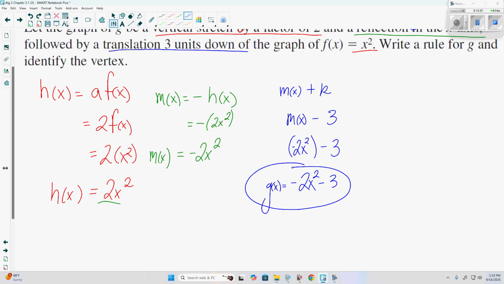For the most part, in this book and some texts, we just stick the negative 2 in for a and the minus 3 in for k, and we have our function, we're done. As long as it is listed this way, in this order, we're fine, it works. But if they said it was a translation of 3 units down, followed by a reflection across the x-axis and a vertical stretch of 2, it would give us a completely different function.